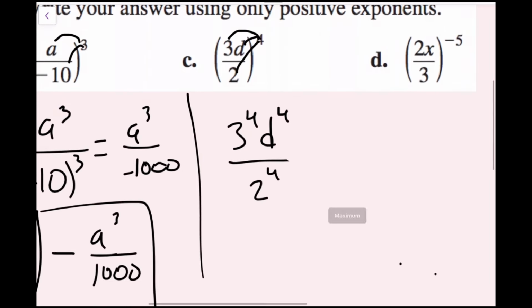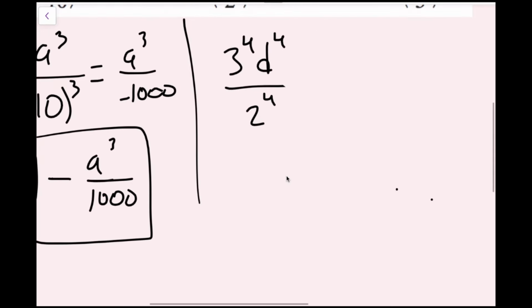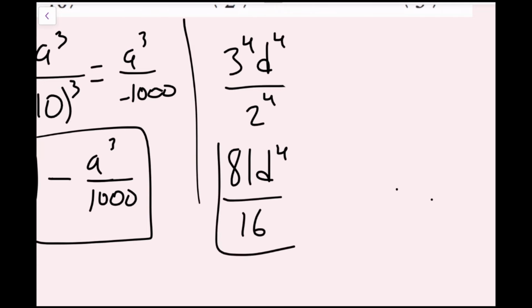Well, 3 to the fourth power, this is going to be 81, because 3 times 3 is 9, and then we have 2 of those, so 9 times 9 is 81. And then d to the fourth stays the same. And then 2 to the fourth, well, that's 2 times 2, which is 4, times 2 is 8, times 2 is 16. So this is going to be 81 d to the fourth over 16. So now we're done with part C.